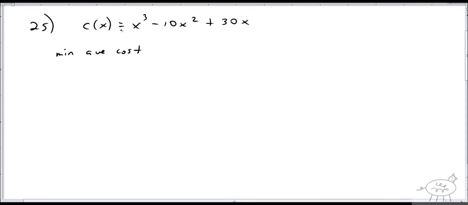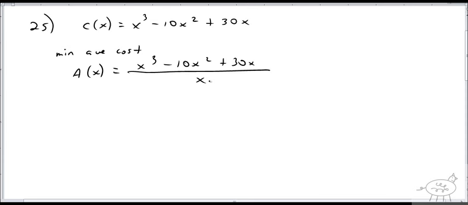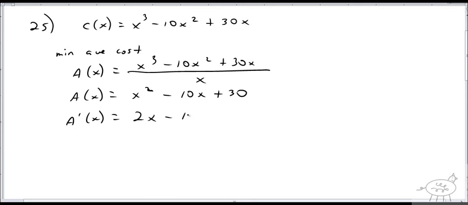Well, guys, this is just the cost. Well, how do you find the average of something? Don't you divide it by the number of items? So my average cost, we'll call that a of x, is really x cubed minus 10x squared plus 30x divided by x. Okay, and let's simplify that. So you have x squared minus 10x plus 30. And we're trying to minimize that. So take the derivative. We have 2x minus 10 equals 0. So 2x equals 10, x equals 5.